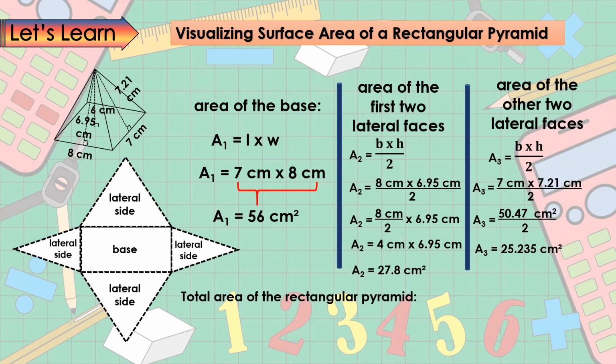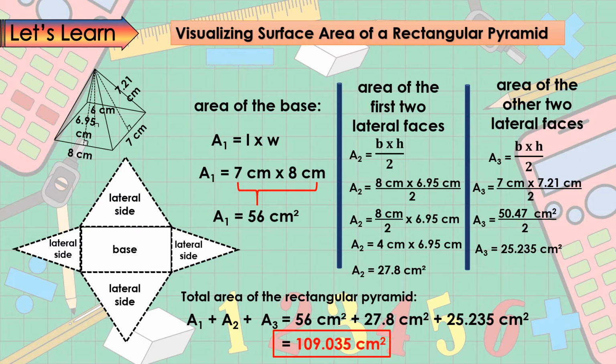Now, since it's about surface area, we are going to get the total area of our rectangular pyramid. So for that, we are going to add all of the areas that we get. So we have 56 centimeters squared plus 27.8 centimeters squared plus 25.235 centimeters squared. So we have 109.035 centimeters squared.